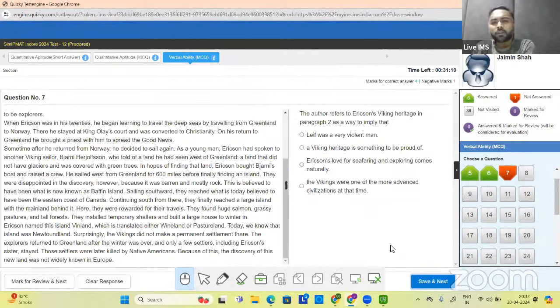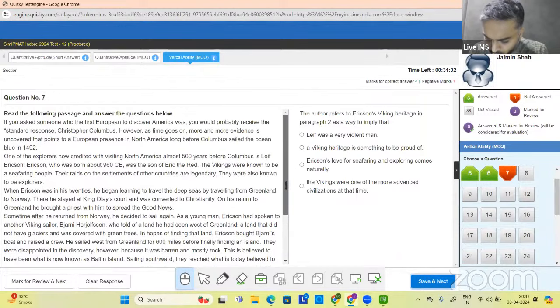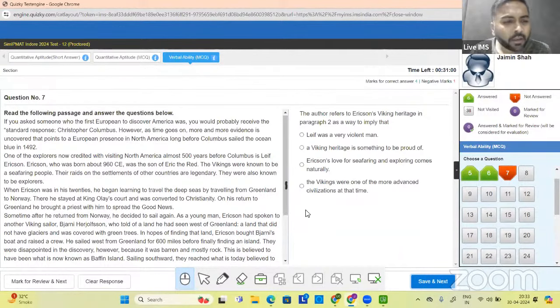The author refers to Ericsson's Viking heritage in paragraph 2 as a way to imply that... Ericsson's Viking heritage. The Vikings were known to be seafaring people. Their raids on the settlements of other countries are legendary. They are also known to be explorers. Okay, leave for the violent man. No, Viking heritage is something to be proud of. Not proud. Some, Ericsson's love for seafaring and exploring comes naturally. Yeah, the Vikings were one of the more advanced... it should be that option. ठीक है.